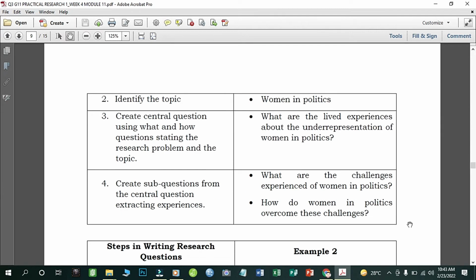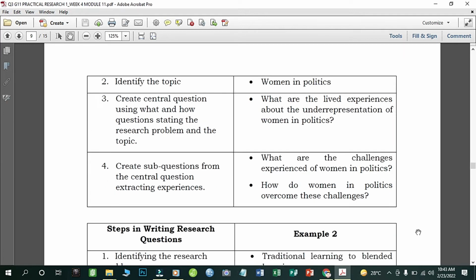And number four, create a sub-question. So what are the challenges, experiences of women in politics? Another sub-question, how do women in politics overcome these challenges? As you can see, a sub-question is sort of a follow-up question for your central question. Okay, take note, you can only have a maximum of seven.